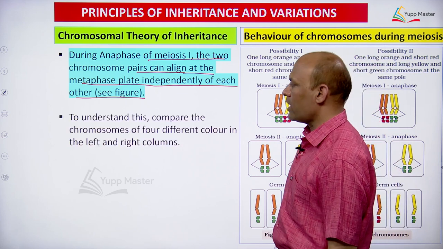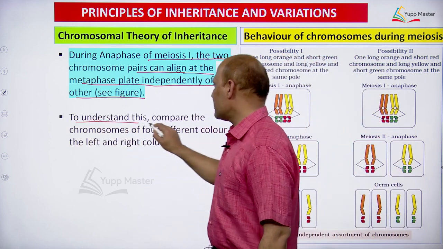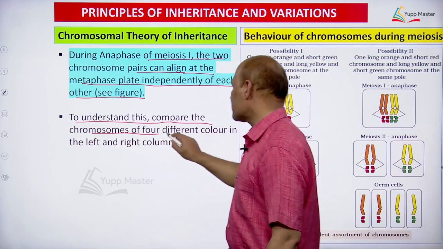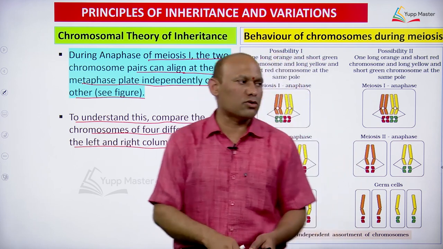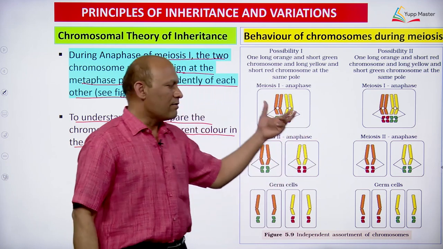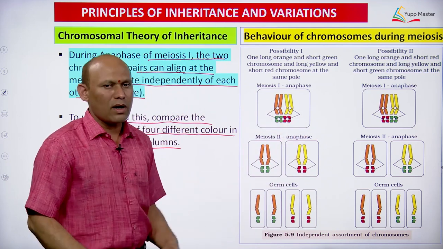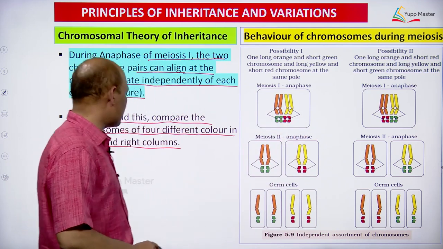Possibility 1, possibility 2 has been shown. To understand this, compare the chromosomes of different color in left and right columns, dear students. For your understanding purpose, we have given different colors to different kinds of chromosomes, dear students.